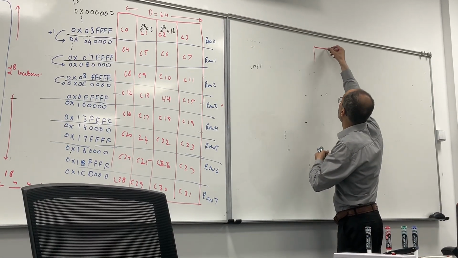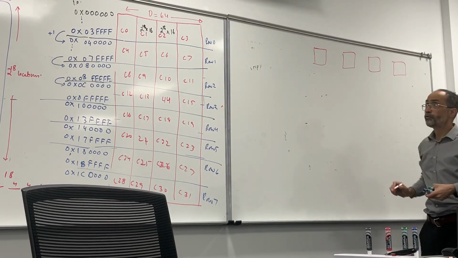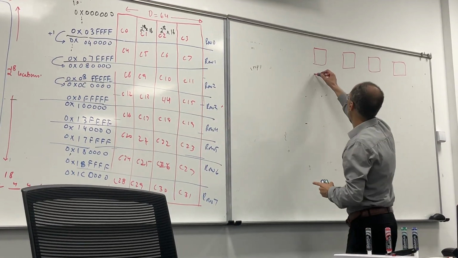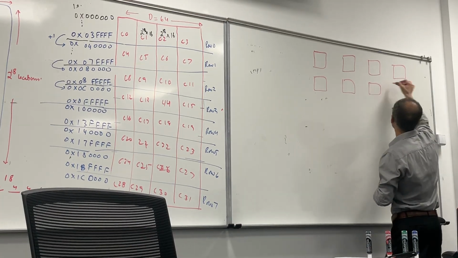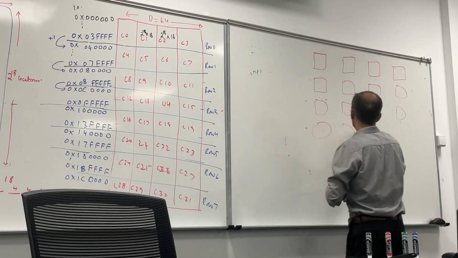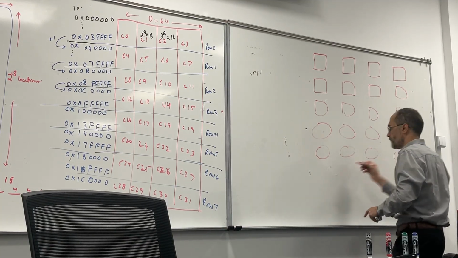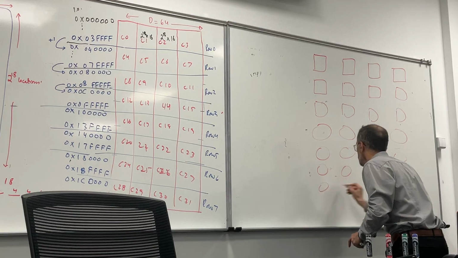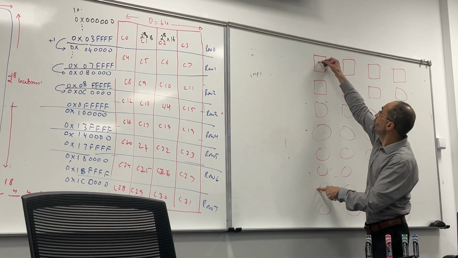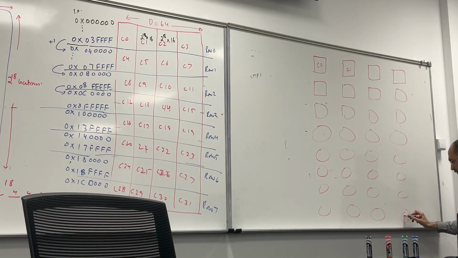Please remember, we have 4 columns and how many rows? 1, 2, 3, 4. It's a little bit ugly, but I'm doing it fast. Please remember, this is my chip 0, this is my chip 1, and this one is chip 31.